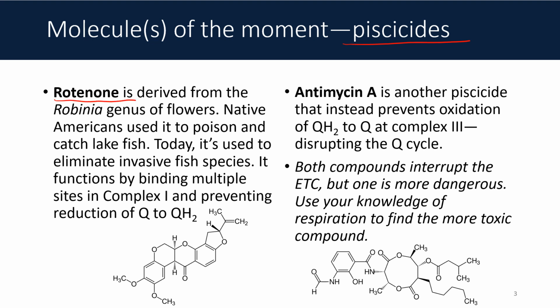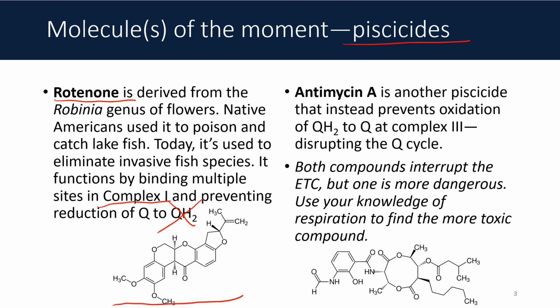Rotenone is derived from the Robinia genus of flowers, and Native Americans used to poison and catch lake fish with this compound. Today, we use it to eliminate invasive fish species, and basically the way it functions is by binding multiple sites within complex 1 of the electron transfer chain, and it's going to inhibit electron transfer of NADH to Q. So we're not going to get as much QH2 generated. And this is the molecular structure of rotenone if you're curious.